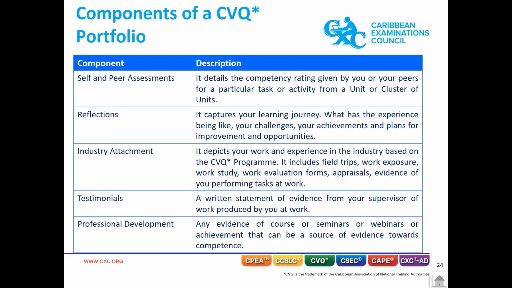Now, the self and peer assessment. It details the competency rating given by you or your peers for a particular task or activity. And it can be from a unit or cluster of units. And I did indicate about the peer assessments that your own peers, your own fellow students will be doing an assessment to validate the work that you have done. It's a part of authenticating your work, that it's a representation of your work.